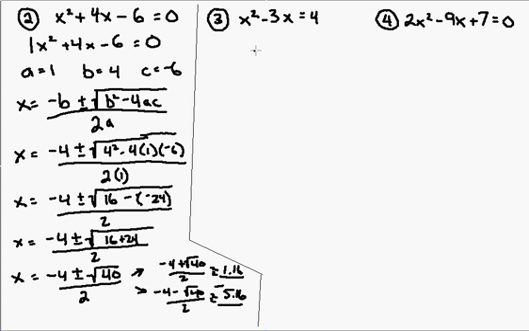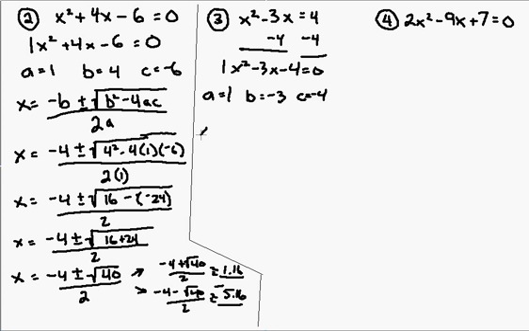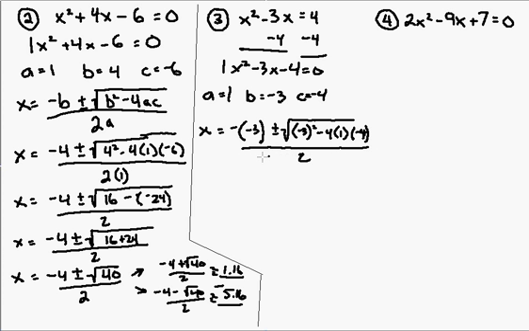Alright, going to number 3. Here I need to subtract 4 from both sides of the equation. So I have x squared minus 3x minus 4 equals 0. So this is 1x squared minus 3x minus 4 equals 0. So my a is 1, b is negative 3, c is equal to negative 4. I have x then is equal to negative 3 plus or minus the square root of negative 3 squared minus 4 times 1 times negative 4. This is all over 2 times 1, which is just 2.